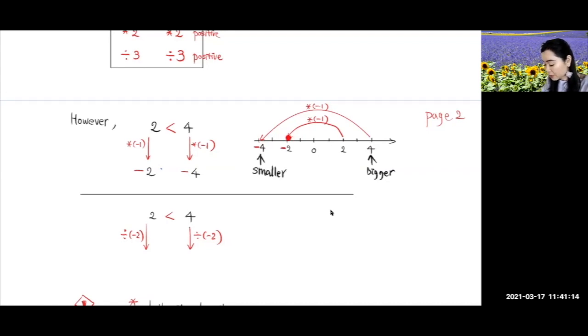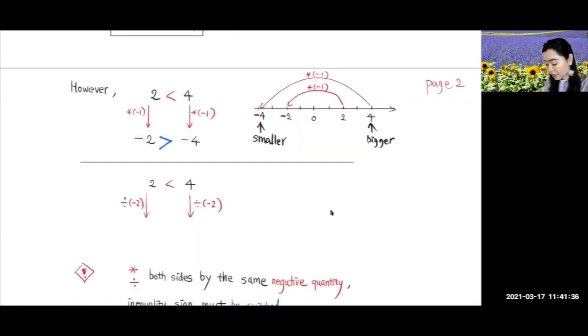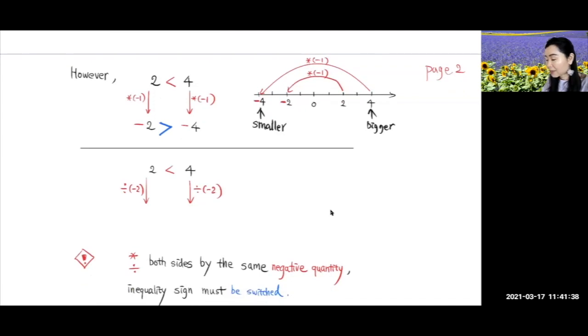So when you multiply by a negative quantity, you will end up at the other side of the number line. The bigger number becomes the smaller number. So the inequality sign here had to switch. -2 is greater than -4, right? Okay, -2 is greater than -4. So multiply both sides by the same negative quantity, and you need to switch this inequality sign. So switch.